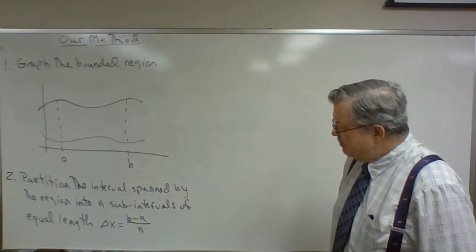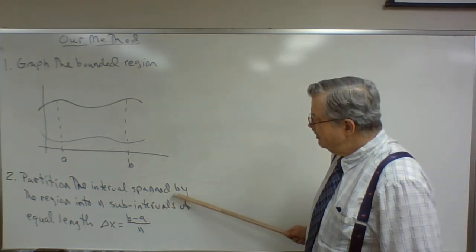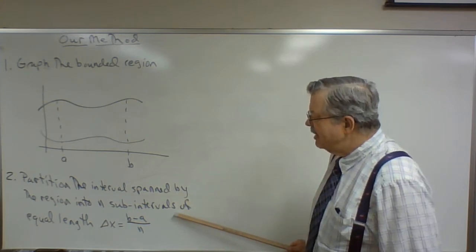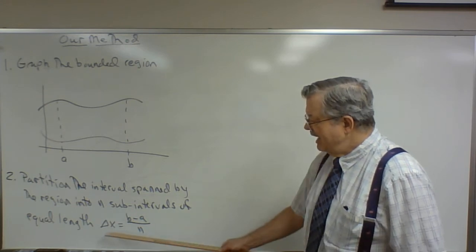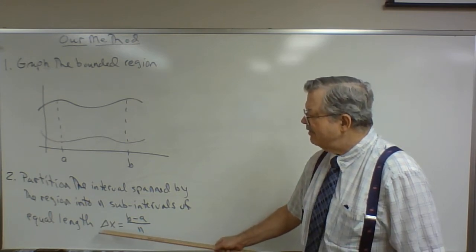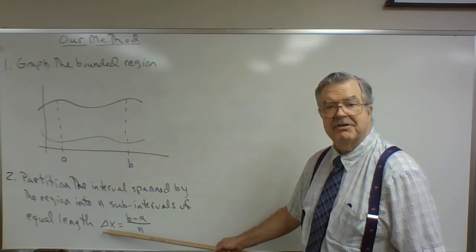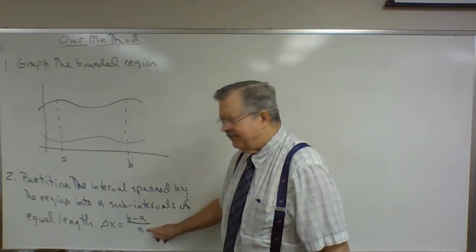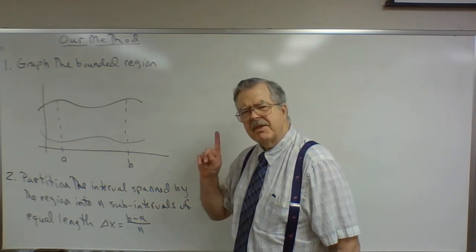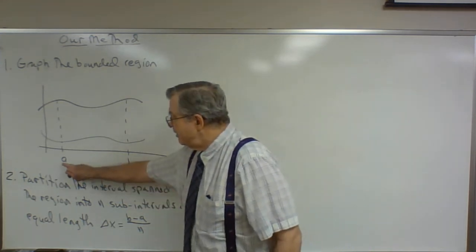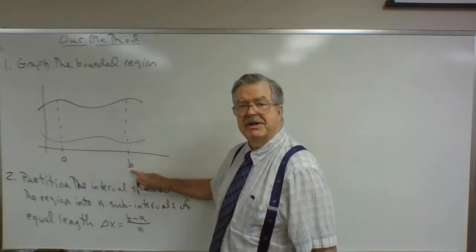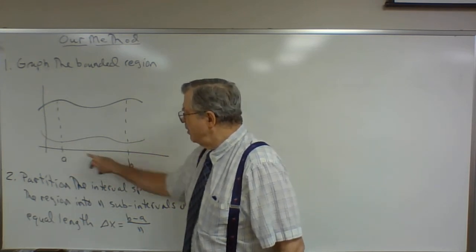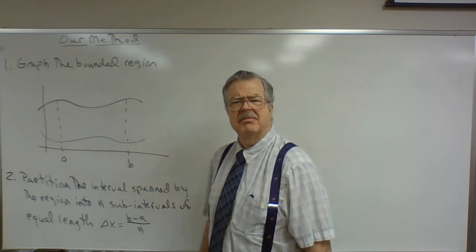Now, our second step, partition the interval spanned by the region into n subintervals of equal length, and we'll call the length of each of these subintervals delta x. And this b minus a over n, what is that? Well, think about it. Here's the interval spanned by the region from a to b. What's the length of this interval?